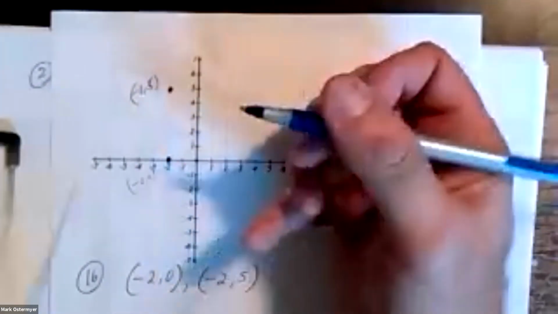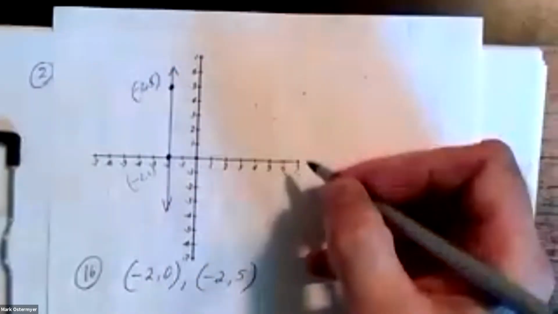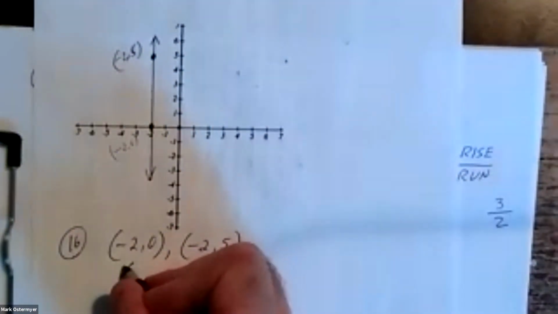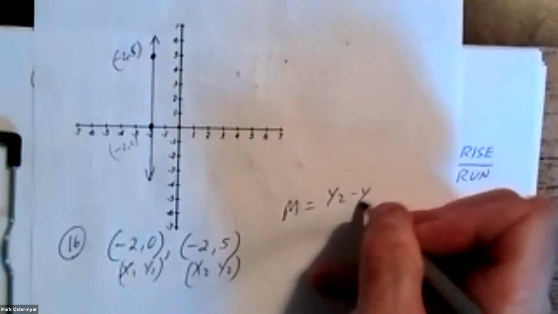Okay. And what's the slope of a vertical line, ladies and gentlemen? Do you remember? Slope of a vertical line. 0. Not 0. That's the slope of a horizontal line. Well, let's find out. Let's call this point x1, y1, and let's call this one x2, y2. Using our slope formula, which is y2 minus y1 over x2 minus x1. And for y2, we substitute 5, minus y1 takes on the value of 0. x2 is -2 minus x1 is -2.